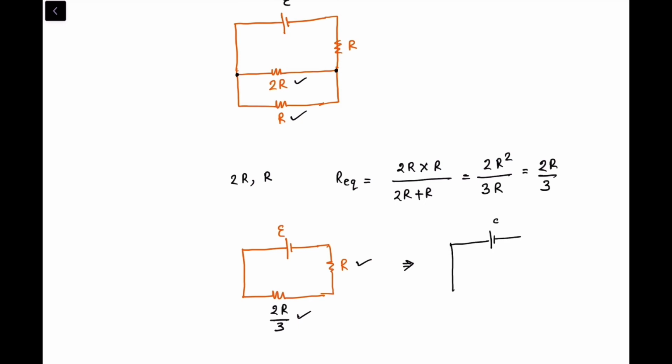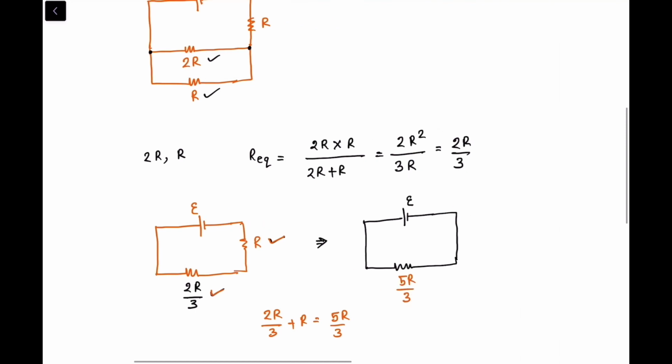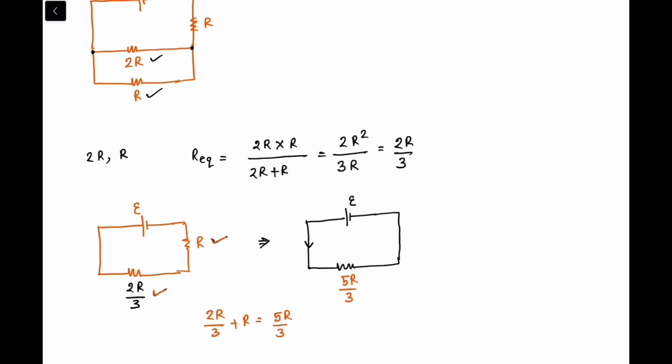see, so this will be our EMF E, and this is our what? So what is the equivalent of 2R by 3 and R? They are in series, right? So that means I can write 2R by 3 plus R, so they will come out to be equal to 5R by 3. So that means over here the equivalent resistance is 5R by 3, right? So that means what is the current in the circuit? I. So I would be equal to E by equivalent resistance, that is 5R by 3. So I'm putting 3 to the above side. So that means I got the current I in the circuit to be 3E by 5R.